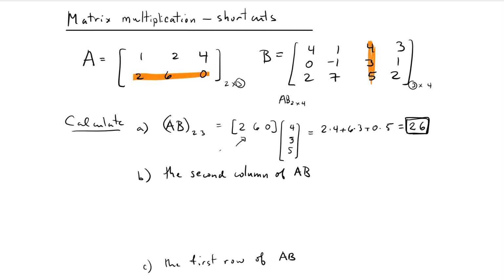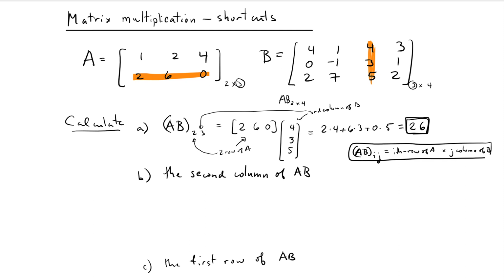So notice how this is the second row of A, and that's your 2 here, and this is the third column of B, and that's your 3 here. So when we have AB 2, 3, second row, third column, it's very easy. You take the second row of the first matrix and the third column of the other matrix. Similarly, if I had AB i, j, we can write a little formula here: the ith row of A times the jth column of B.